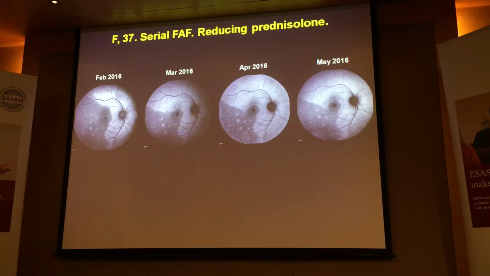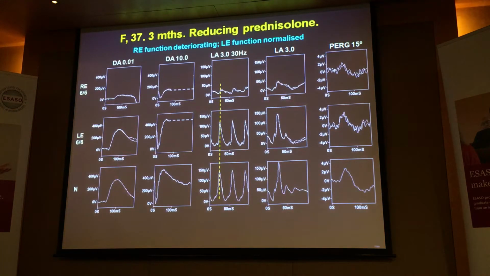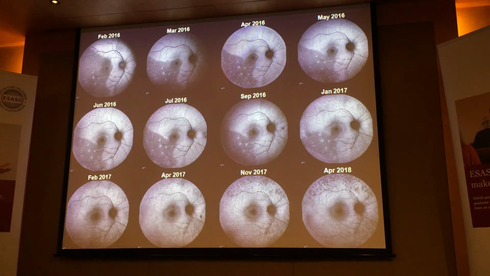During the time that she was being treated, the right eye deteriorated. The left eye stayed unchanged, and indeed electrically, the left eye completely normalized. Anecdotal, but perhaps if you get there early enough in AZOOR, you might be able to affect the course of the disorder. Perhaps. The right eye continued to deteriorate, and that continued, and then when we look at follow-up, now over a 2-and-a-bit-year period, this is what happens.